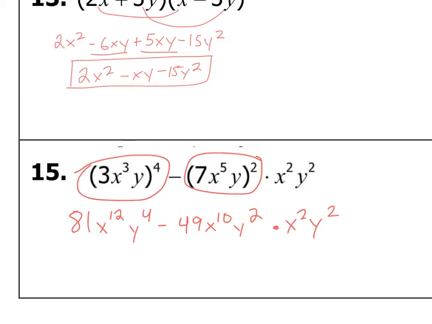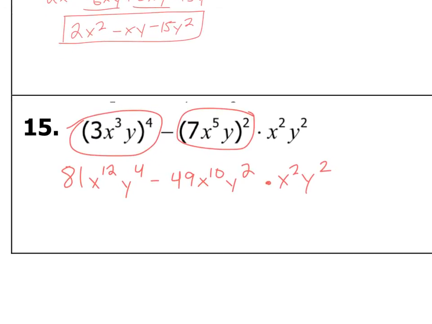Before we could actually subtract these two, we would first need to multiply. Okay, now that's negative 49 times 1, which would still be negative 49. And I'm going to bring this part down. And then x to the 10th times x squared, that's the product rule, so it would be 10 plus 2, which is 12. And y squared times y squared, that's again the product rule, which would be 2 plus 2, which is 4.